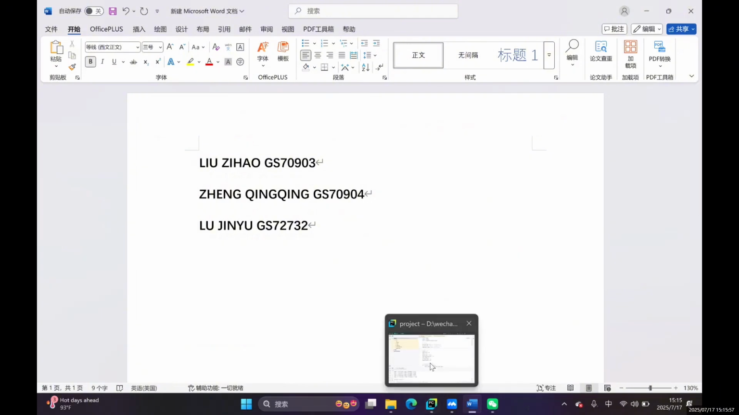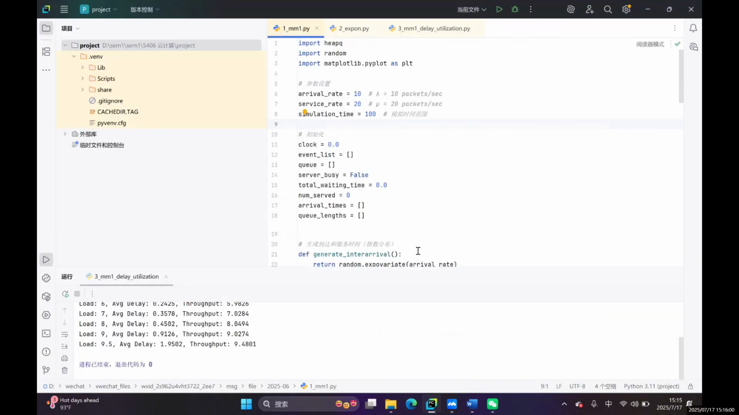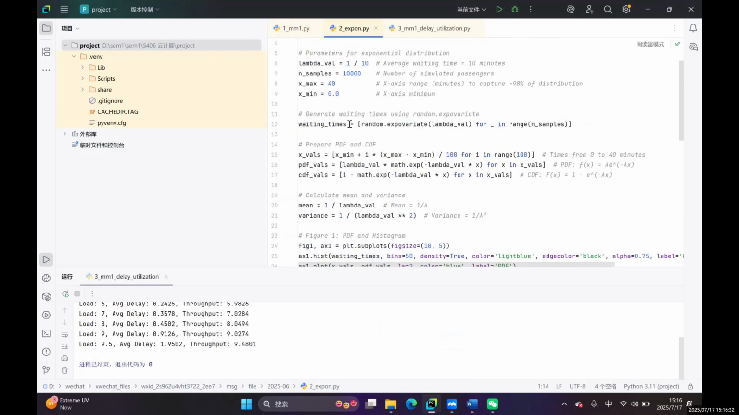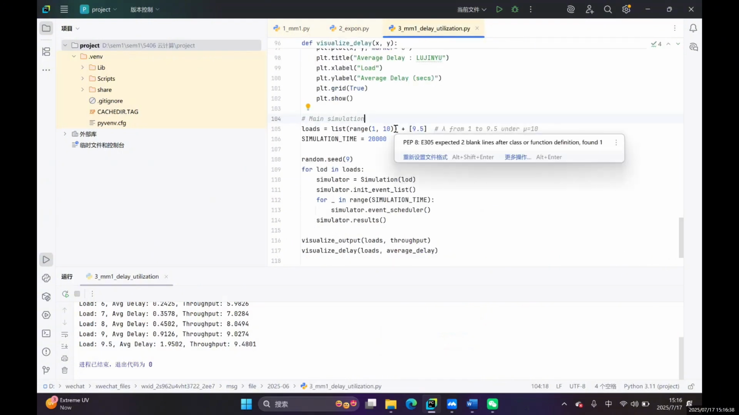In this video, I'm going to show the 3 simulation codes from our course. For each code, I'll explain the main purpose, the functions I have used, possible real-world applications, and personal learning reflections after running the code. The 3 codes are MM1Q simulation with discrete event logic, exponential distribution simulation of bus waiting times, and the last one is MM1Q simulation with multiple load levels.